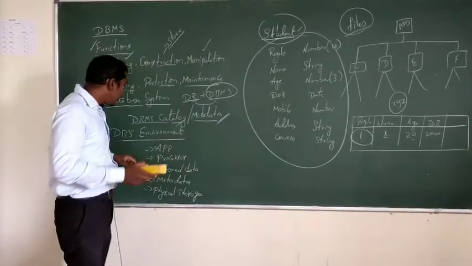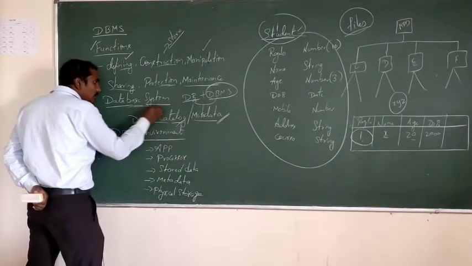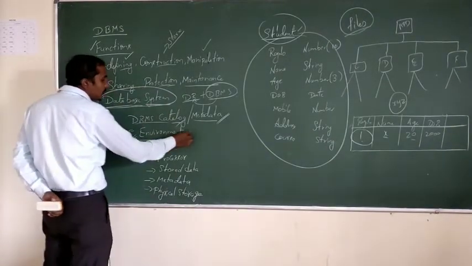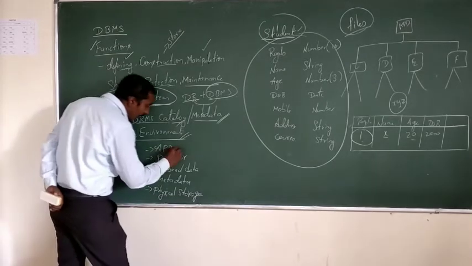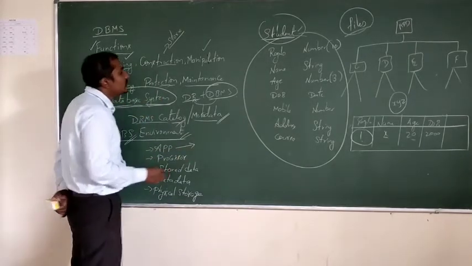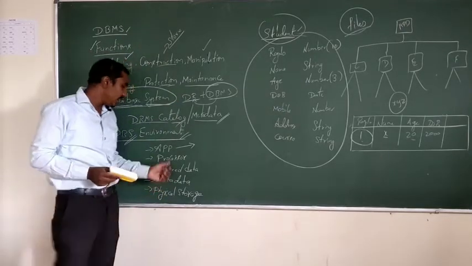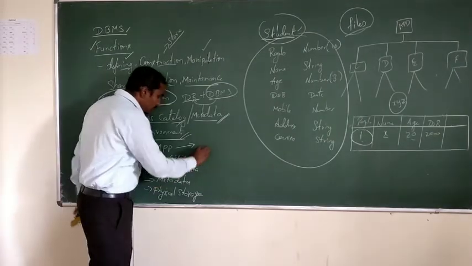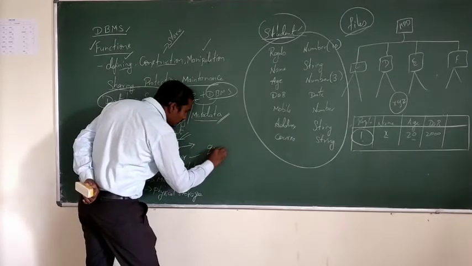Next we'll be discussing what is the DBMS environment. When you consider a database system, for that database system we'll have certain functions. Under those functions, first is the application. So the application is the DBMS software itself. The DBMS software only we will consider as the application. Okay, again processor. When I say processor, we'll consider it as query processor.